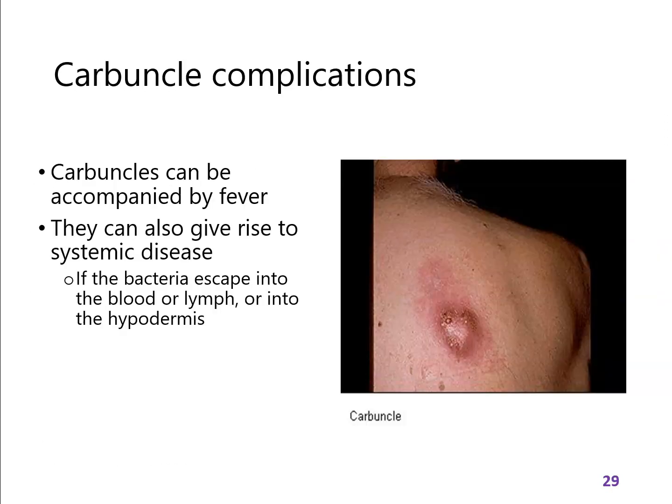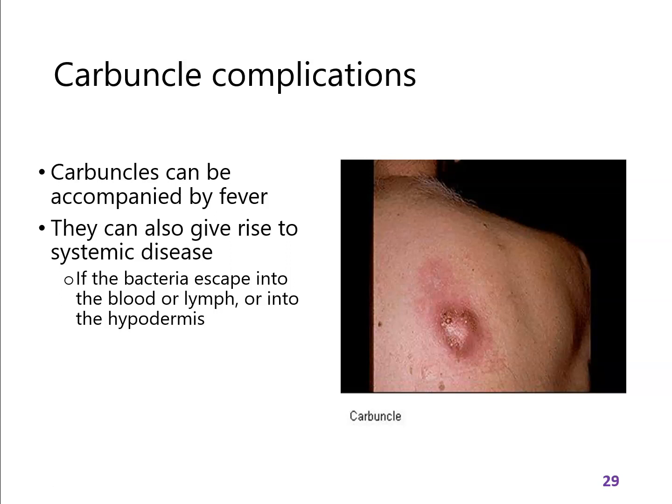And carbuncles are the most serious of these that we've seen so far because they're large and there are a lot of opportunities for the bacteria to escape and get into the blood and lymph. And when that happens, you get strong immune responses. And also, just from the size of the infected area, a lot of the signals released by the immune cells will circulate through the body. And so this can also give rise to a systemic infection where Staphylococcus themselves are circulating in the bloodstream or the lymph, and they can go to other sites in the body.